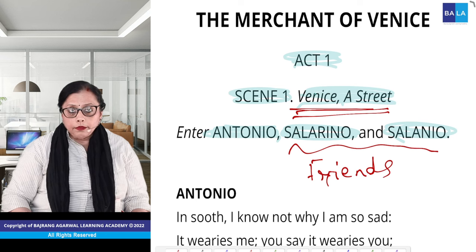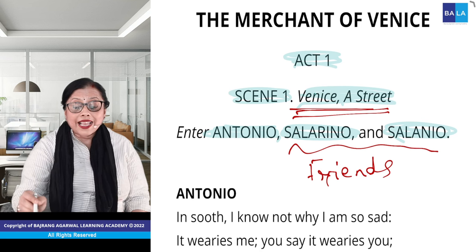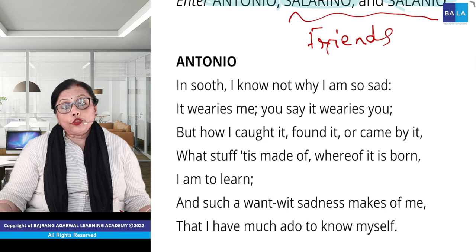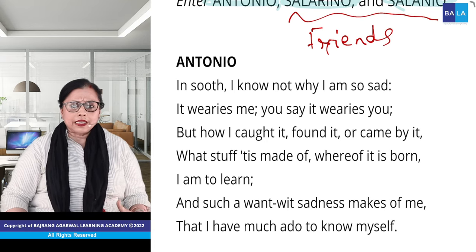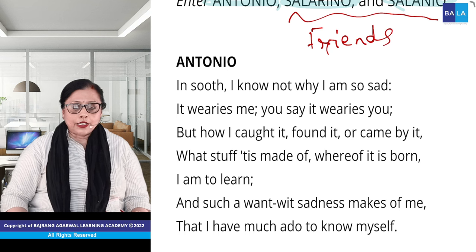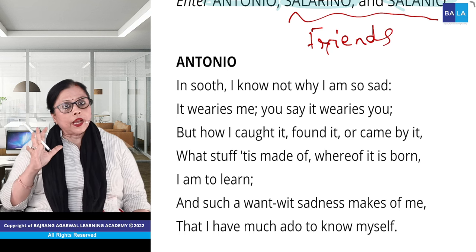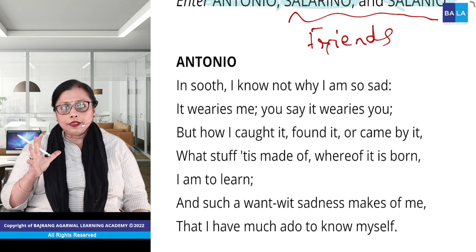Why are they here? Because Antonio, at the beginning of the scene, you will find that he is very sad. He is very sad and he does not know the reason for his sadness. Sometimes we are sad, we don't feel nice. Something is wrong somewhere, but we can't find out a reason why we are sad. Antonio feels the same. At the end of the scene, we'll find a reason why he's sad. Perhaps Antonio is not admitting that he is sad for this.